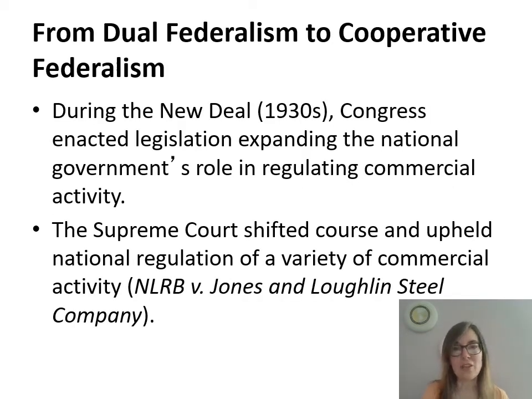Starting in the 1930s is when you see a shift towards what is called cooperative federalism. So the 1930s is when the country was trying to emerge from the Great Depression. President Roosevelt was trying to enact a whole bunch of new policies that would really expand the national government's role in the economy. So things like the TVA, things like Social Security, all of these policies were new, and it was a larger role for the national government.